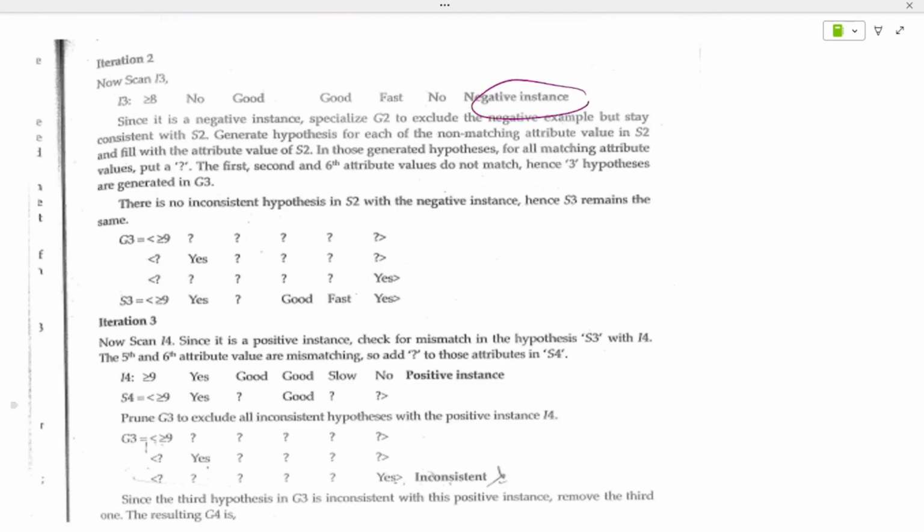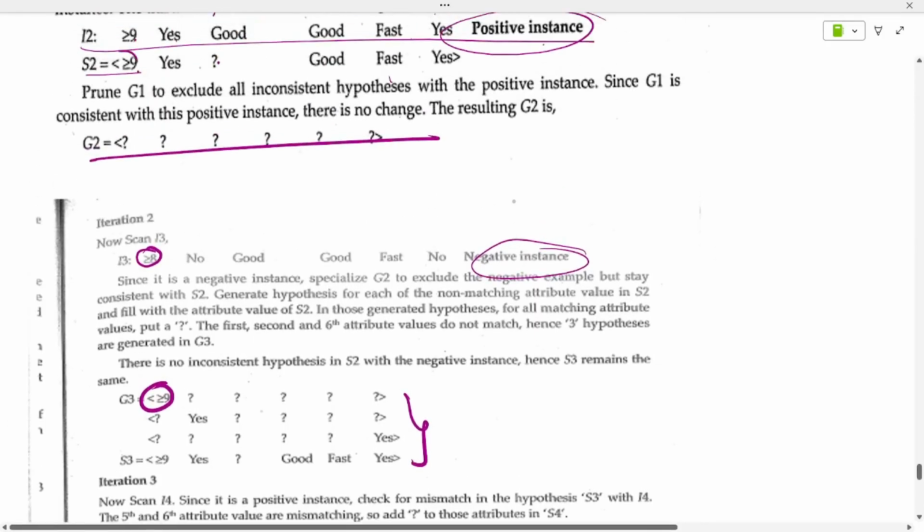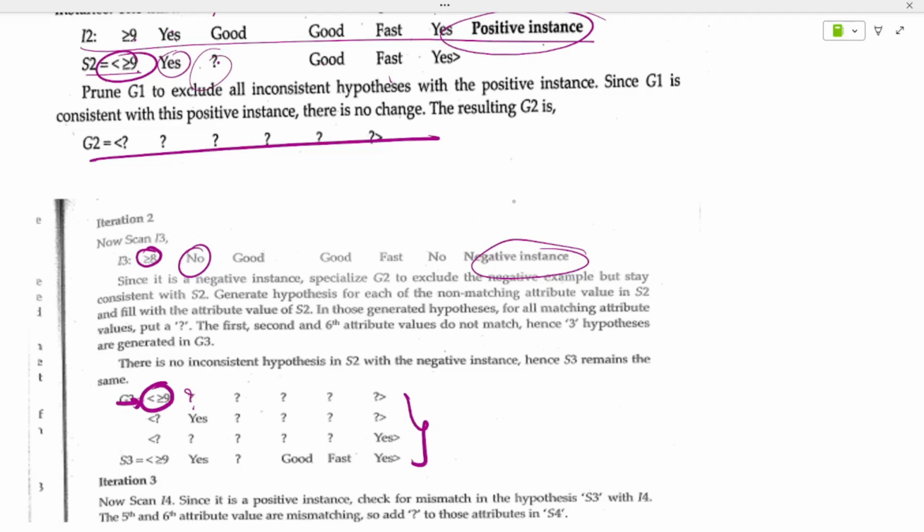This is having the negative instance. Here the G value will be changing. What you have to see here is greater than or equal to 8 and greater than or equal to 9 here is okay. Now what you have to consider is about the positive instance. Here it is greater than 9, so you will be considering it as the same. Here it is yes and here it is no, so any value, question mark, question mark, so question mark, good and good.